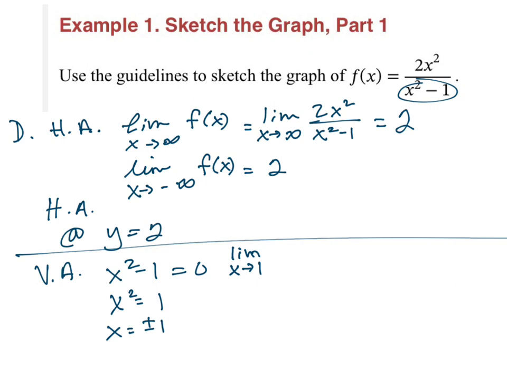You're coming in from the right or the left first? From the left. The limit as x approaches 1 from the left of f of x, so of 2x squared over x squared minus 1. So plug your 1 in there. What did we get? 2 over 0. So the limit does not exist, but which way is it going?